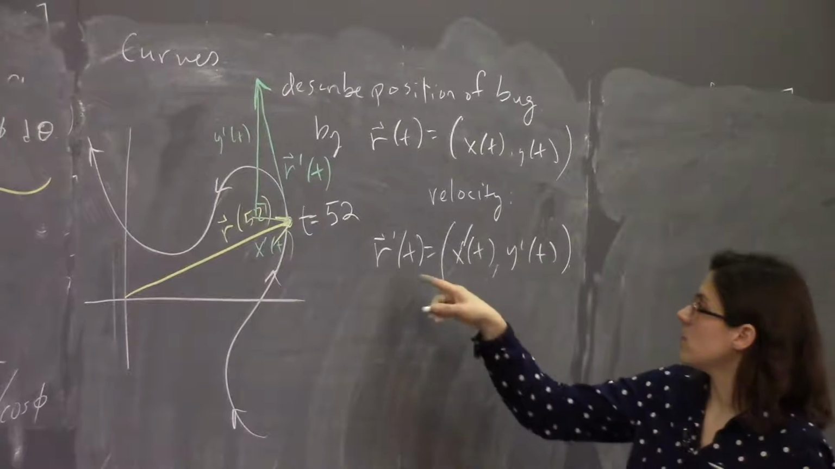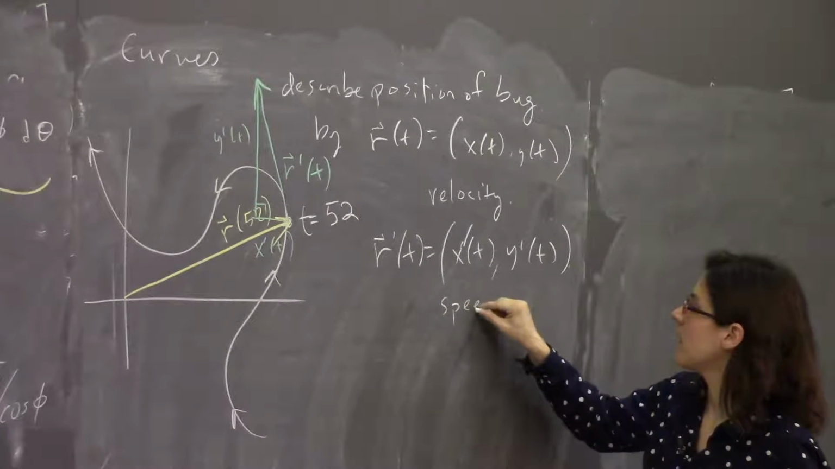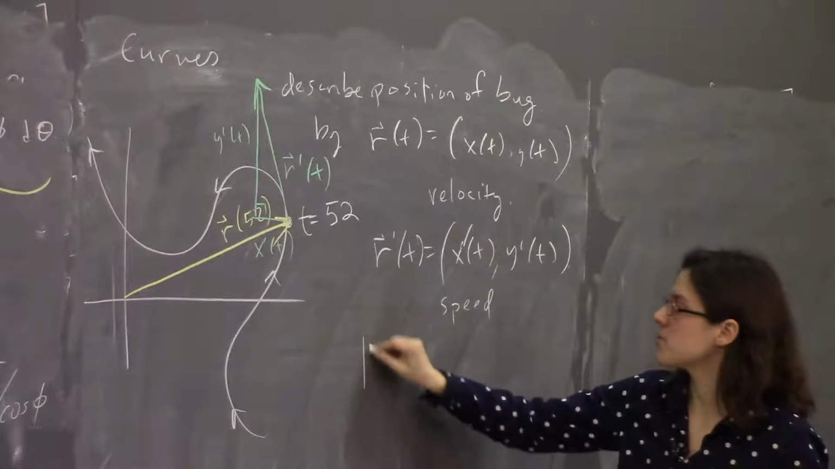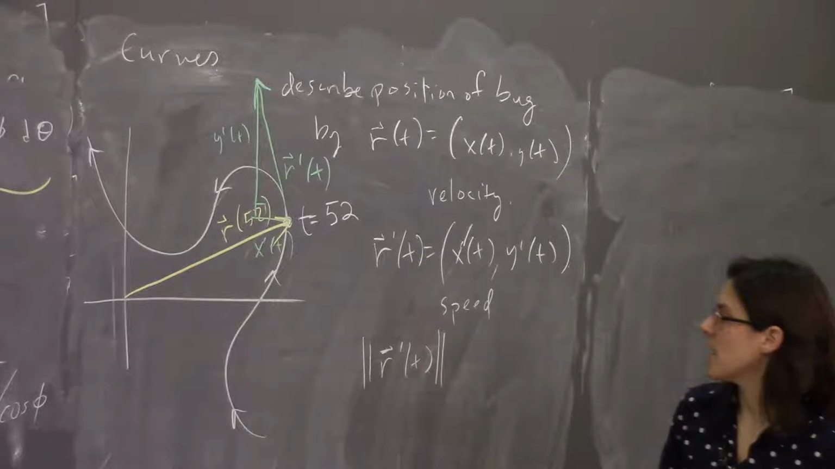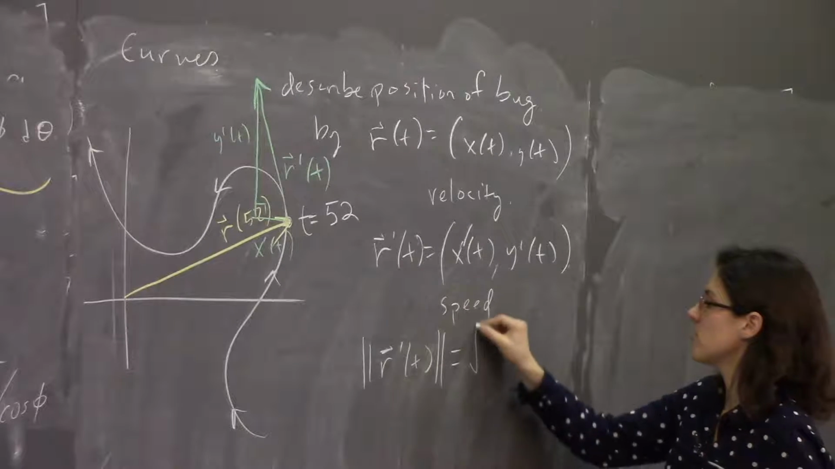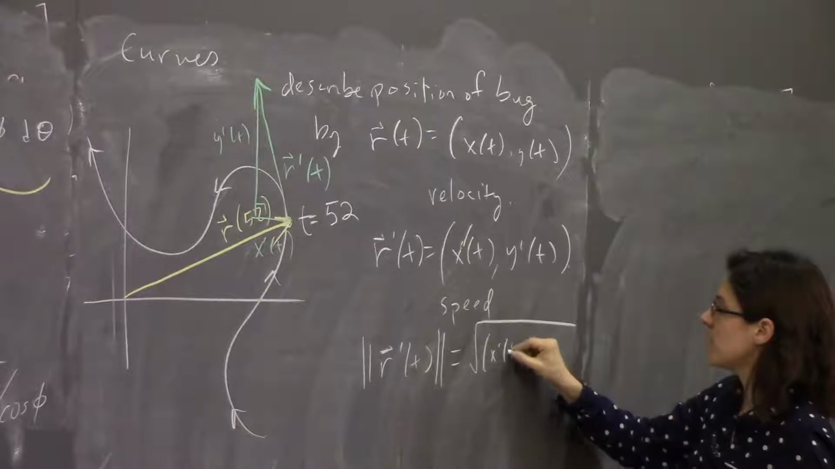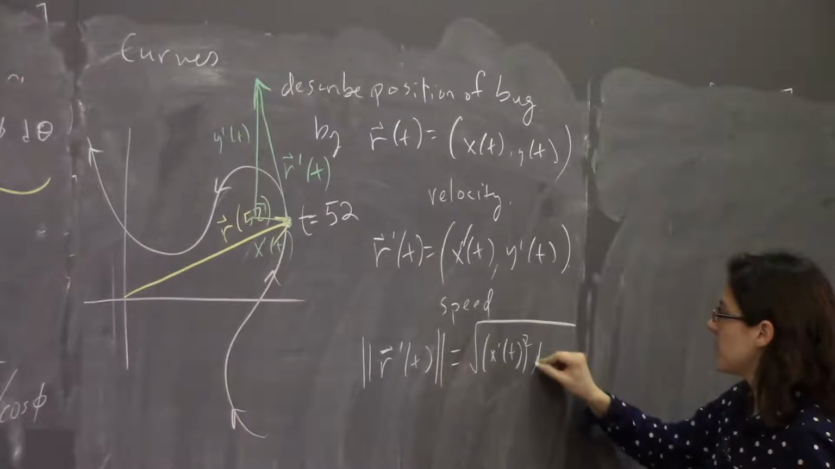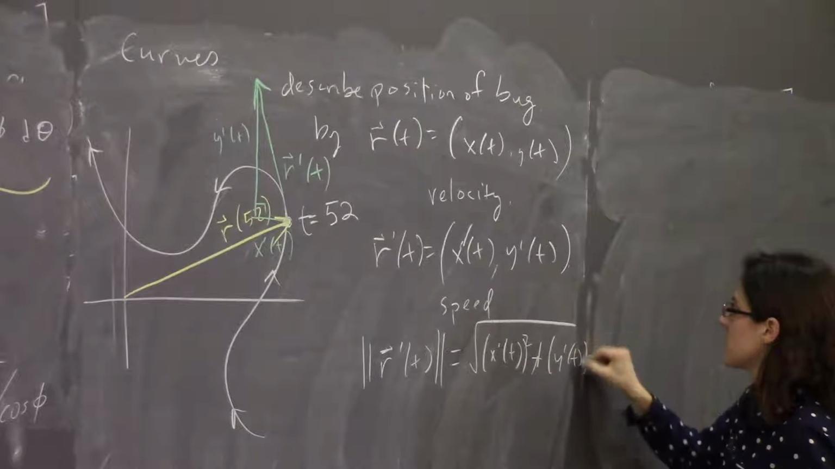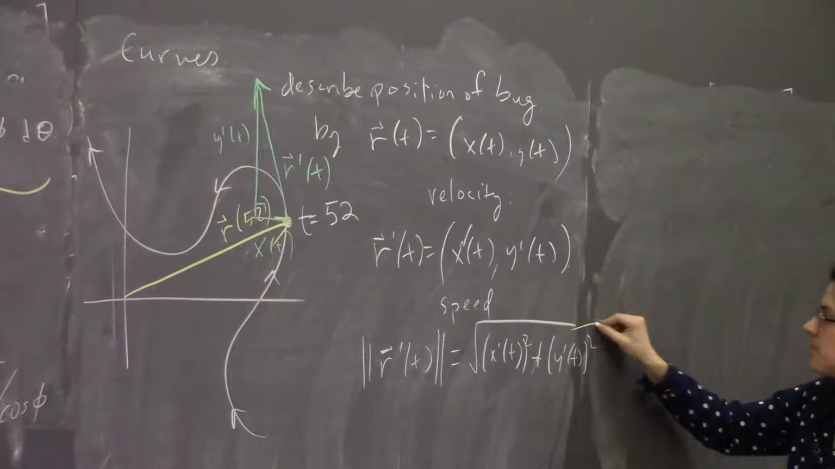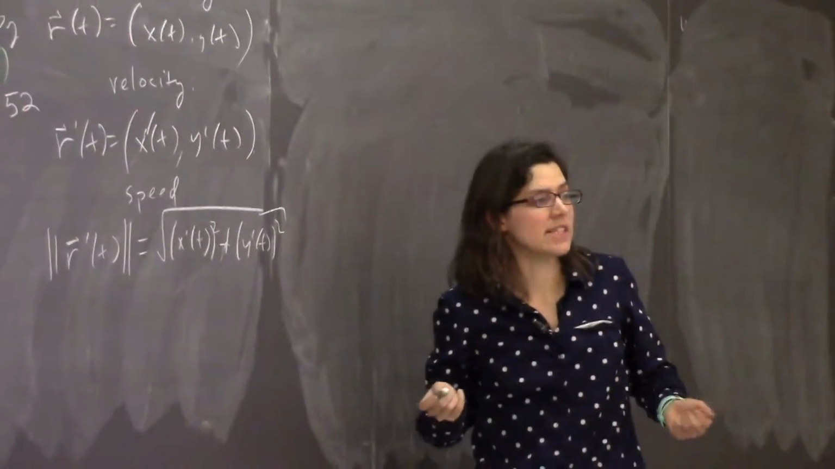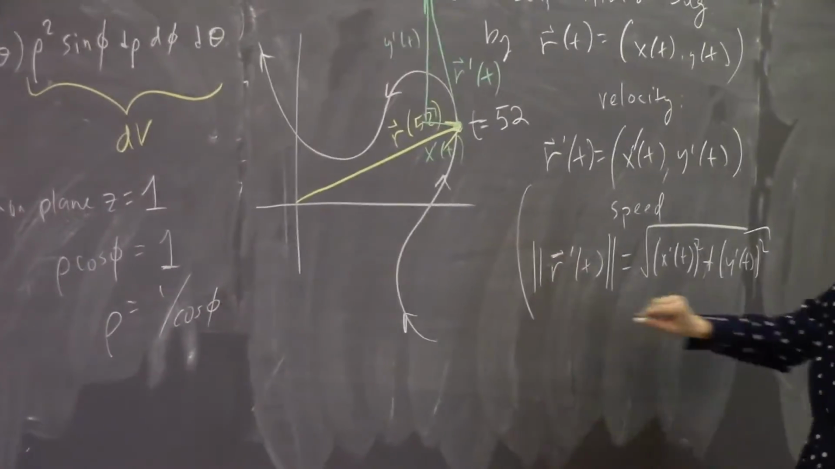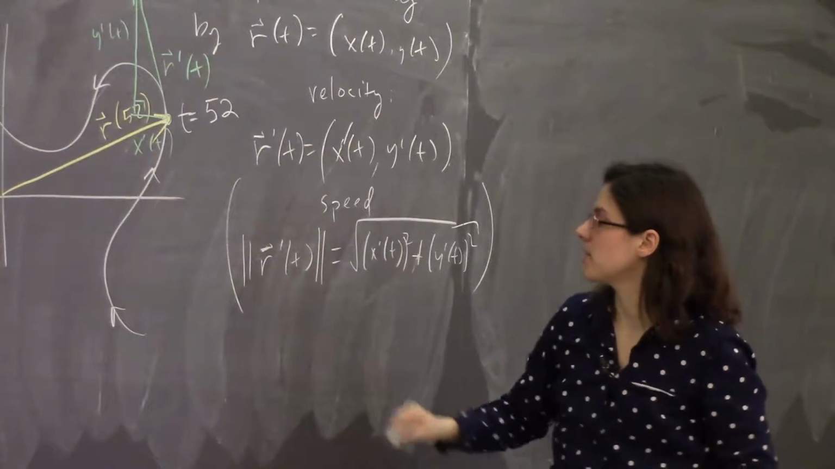You might also want to know the speed, how fast it's moving, and that's just the size, the magnitude of the velocity. So you take r prime of t, and you take its size. So that's the square root of x prime of t squared plus y prime of t squared. And then finally, you might want to know how it's accelerating. So this is just the magnitude of the velocity.